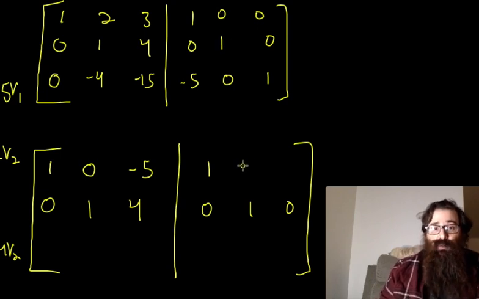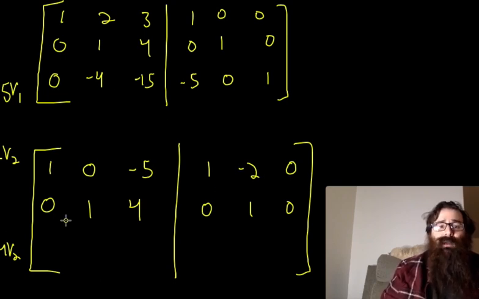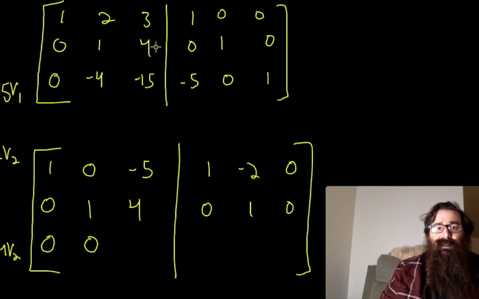0 minus 2 times 1 gives me negative 2. And 0 minus 2 times 0 gives me 0. Now we're also working in row 3, replacing with row 3 plus 4 times row 2. So 0 plus 4 times 0 gives me 0. Negative 4 plus 4 times 1 gives me that 0 that I wanted. So very good. And negative 15 plus 4 times 4, that's negative 15 plus 16, gives me positive 1.